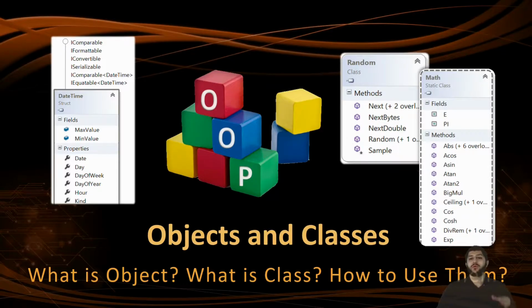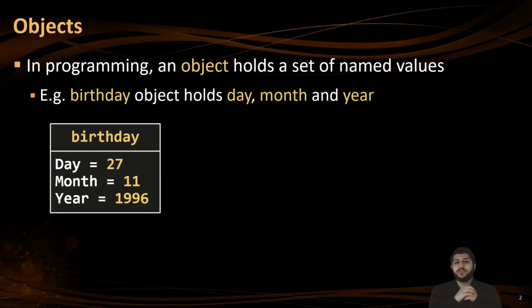In this section, we're going to talk about objects and classes. First of all, we're going to define what an object is. And then we're going to define what a class is. Finally, we're going to look at some ways to use them in our everyday life as software engineers. So what is an object? First of all, an object is just a set of named variables. What does this set look like?